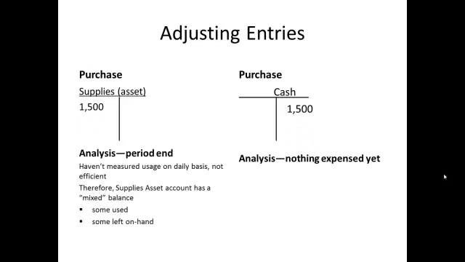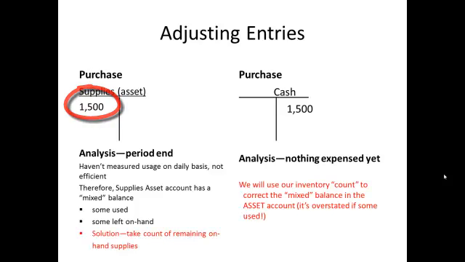At month end, we have to do an analysis of that supply account. It has a mixed balance. That $1,500, some of it's used, some of it's left on hand. So it's misstated right now. How do we solve that? We take an inventory of the remaining supplies on hand, and we will use that inventory count to correct the mixed balance in the asset account. Presently, it's overstated if some of those supplies have been used. That is, if our ending inventory is not at $1,500.